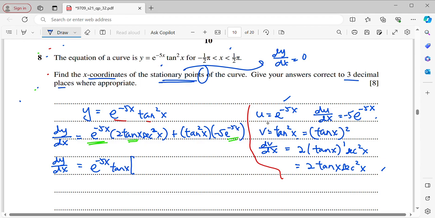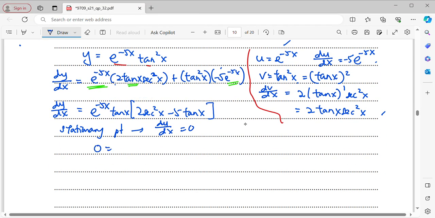Then I will be getting 2 secant square x from the first term, and the second term will be negative 5 tangent x because I have taken out the tangent x. Now, stationary points means dy/dx equals 0. So 0 equals exponential of 5x, negative 5x, tangent x, multiplied with the whole square bracket.